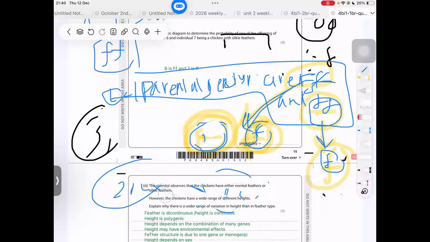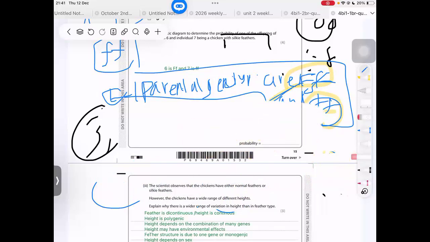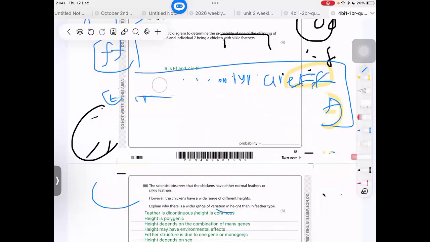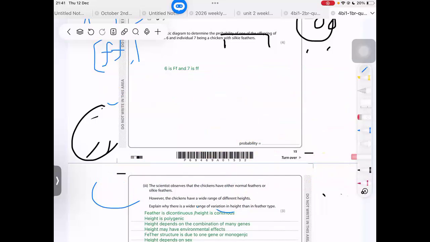Then you have to write down the F1 genotypes. That means the possible genotypes that you can get in the F1 generation, the first generation of offspring. This is the parental generation. Okay, I'll draw it quickly, otherwise it's complex. Parental genotype: capital F, simple F, simple F, simple F, capital F, simple F.